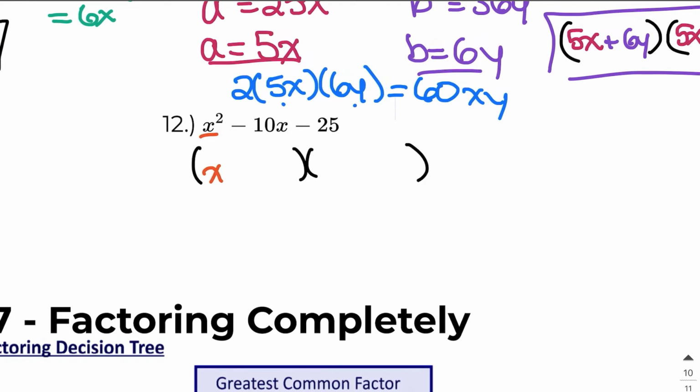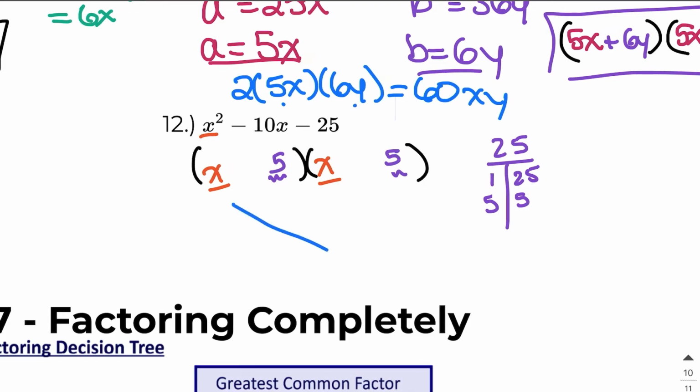So my first terms would give me x squared when I multiply them. So this has to be x times x. And then for my last term right here, it would be 25 right here. So I would look, it would be negative 25, but I'm going to worry about the signs afterwards. So I could either try 1 and 25 or 5 and 5. I will try 5 and 5 because that seems more likely that I'll be able to get a negative 10 from it. So right here, x times 5 is 5x. That's my outer. My inner right here would also be 5x.